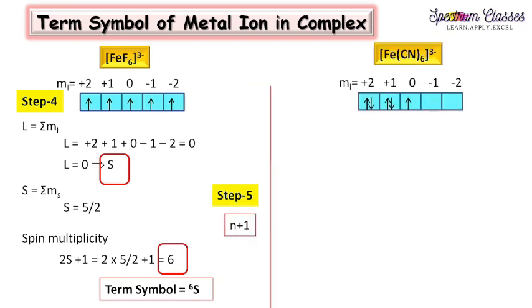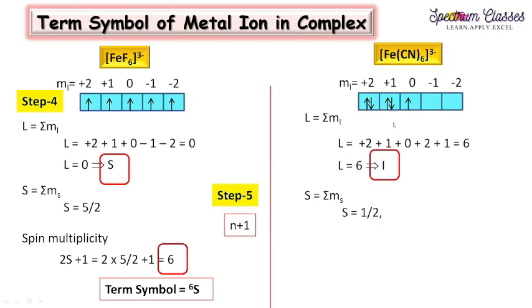Now coming to the next example, [Fe(CN)6]3-. The filling of electrons is in this manner. Now coming to calculate the total orbital angular momentum. So how are we going to calculate it? +2 for this electron, +2 for this electron, +1 for this electron, +1 for this electron, and 0 for this electron. So +2 +1 0, +2 +1, and on adding all these we get 6, and corresponding to this 6 we have the I term symbol.